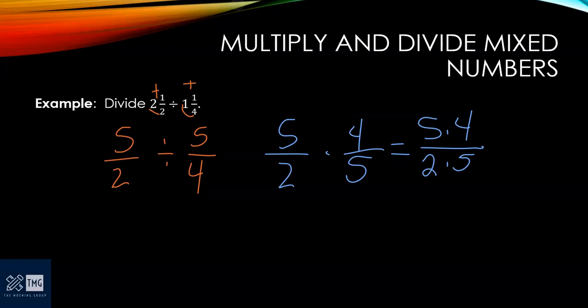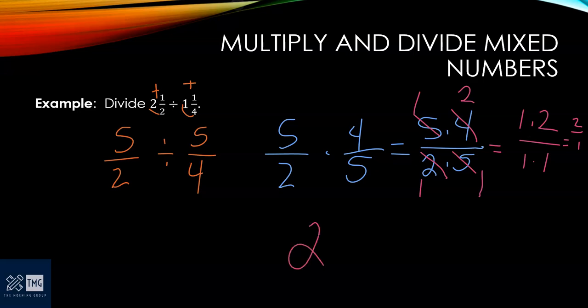Once again, I can look at simplifying first. 5 and 5 share a common factor of 5, right? So 5 goes into 5 one time. And 2 and 4 share a factor of 2. 2 goes into 2 one time. 2 goes into 4 two times. So I end up with 1 times 2 over 1 times 1. Well, that's 2 over 1, which simplifies to just 2. So 2 1/2 divided by 1 1/4 is 2.